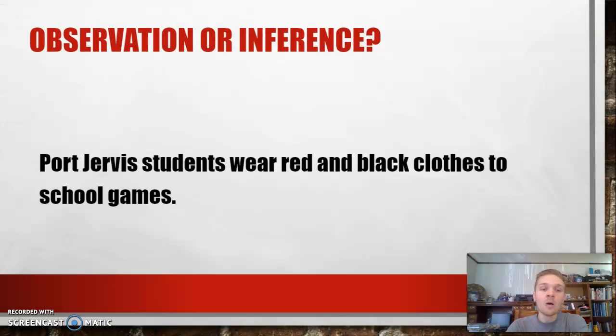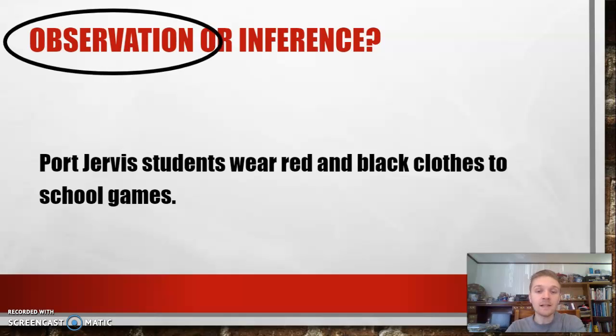All right, next one here. Portuguese students wear red and black clothes to school games. Is this an observation or is it an inference? So Portuguese students wear red and black clothes to school games. Observation or inference? If you guessed observation, you're absolutely correct. It's got to be an observation.